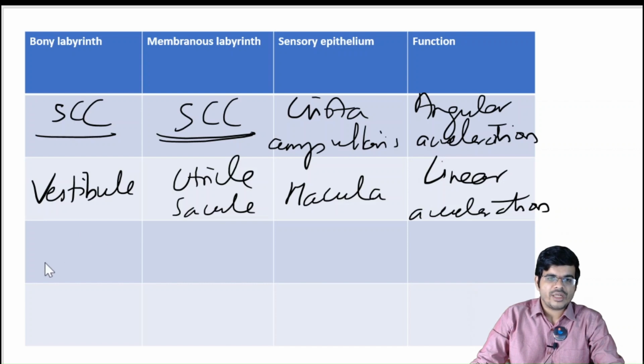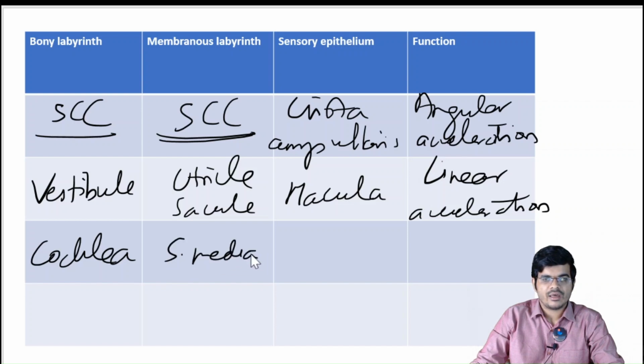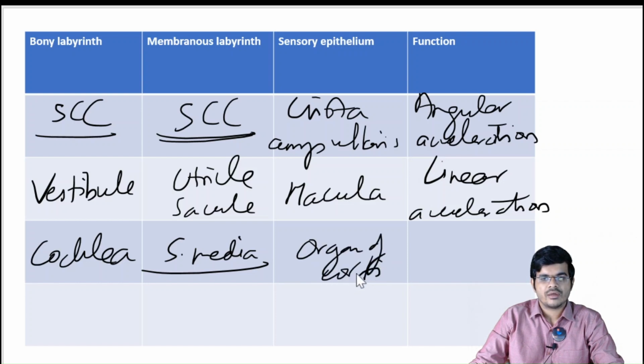Now what else do you have here? The semicircular canals, vestibule, then you have the cochlea. In the membranous labyrinth, you have the cochlear duct or the scala media. Within that, the sensory epithelium is formed by the organ of Corti, and it is responsible for hearing.